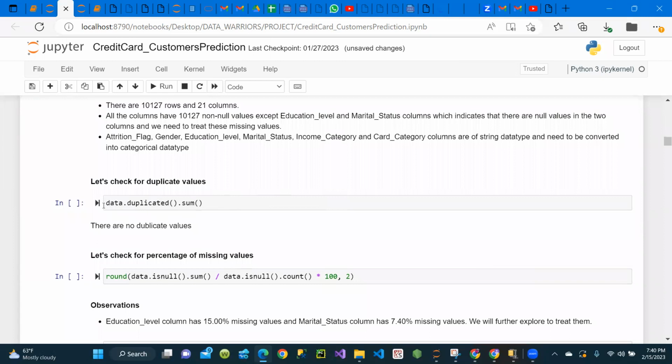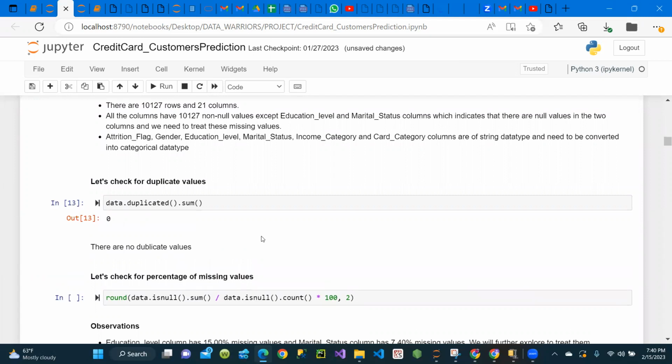Now let us check for duplicates. Duplicates, you know what they are, right? Repeated rows. Yes, sir. Okay, this is another data processing step. And what did you get? 0. It means there are no duplicates. That is good. So we are now at data processing number 3, right?